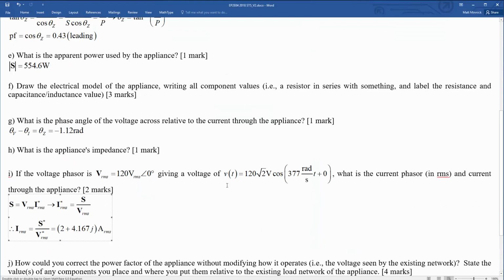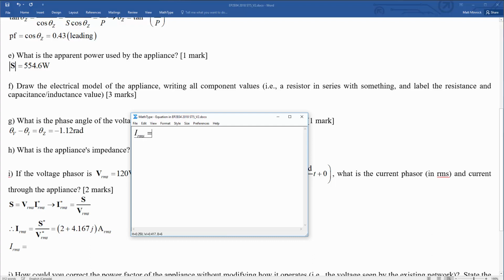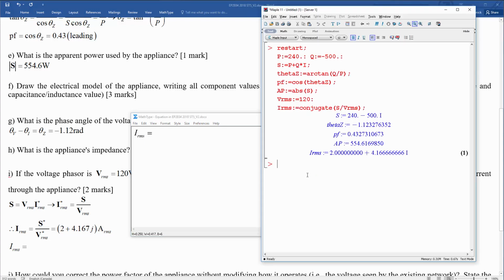Okay, that's the current phasor. And while we're here, I guess we can figure out what the current is. You could find I RMS by taking the absolute value of this.